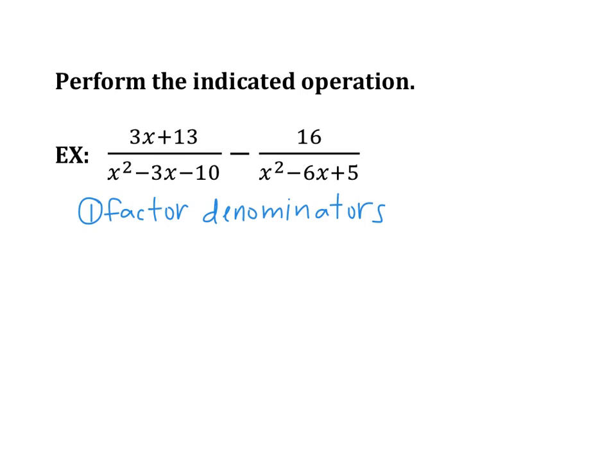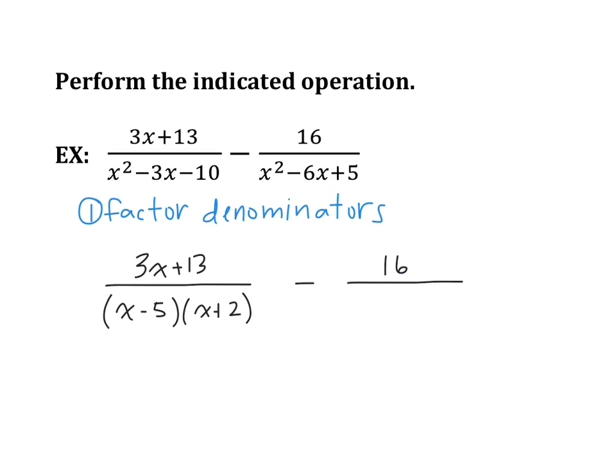Our numerator is going to stay the same in both of these, 3x plus 13. Our denominator of the first is going to be x minus 5, x plus 2. I'm going to leave a little bit of space because we're going to have to talk about getting common denominators. And then our second is going to be 16 over x minus 5, x minus 1. Now we need to figure out what the common denominator would be between x minus 5, x plus 2, and x minus 5, x minus 1.